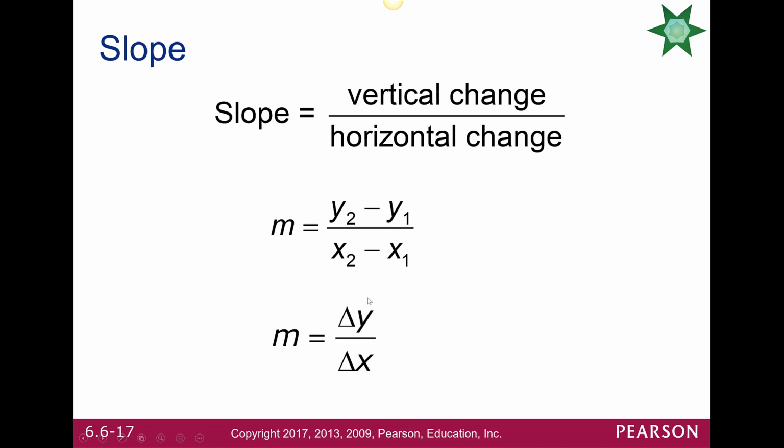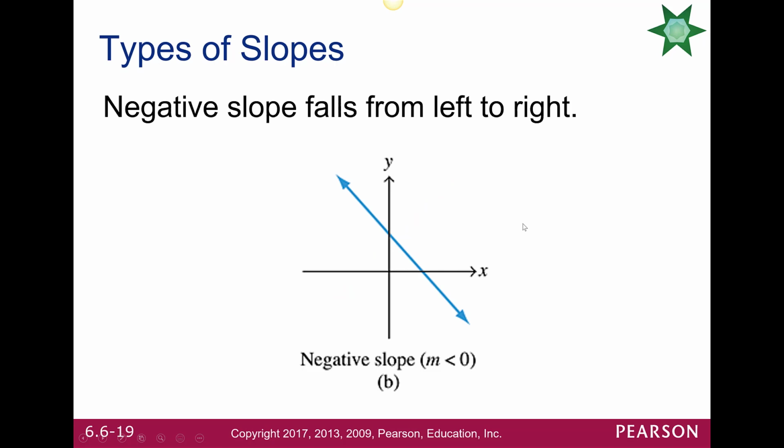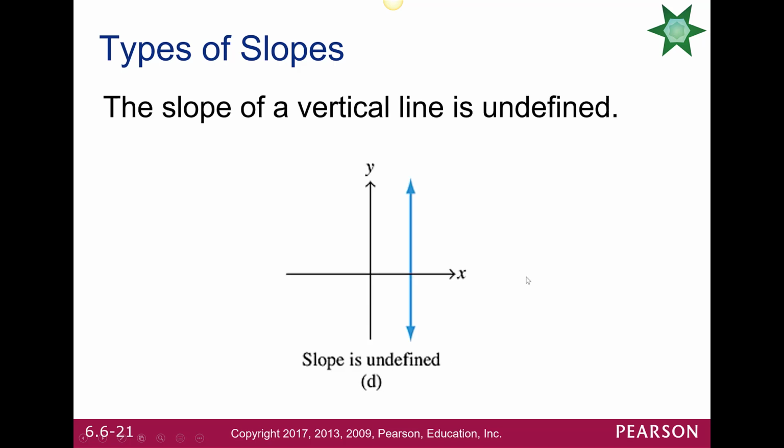And again, you may remember it as slope equals rise over run, rise being the vertical change over the horizontal change. Positive slope, as x increases, y increases. Negative slope, as x increases, y decreases. And a horizontal line, which neither rises or falls, has a slope of 0. A vertical line has undefined slope.